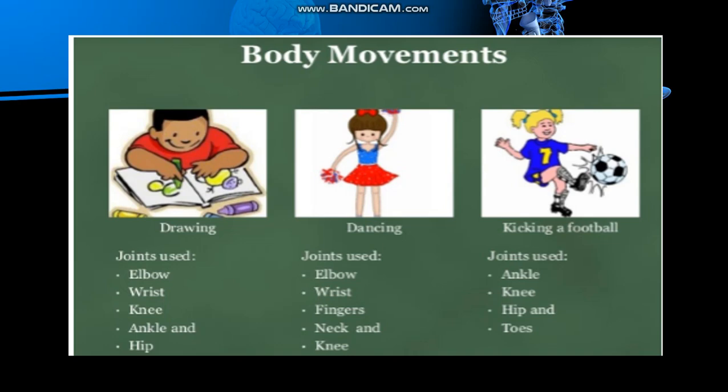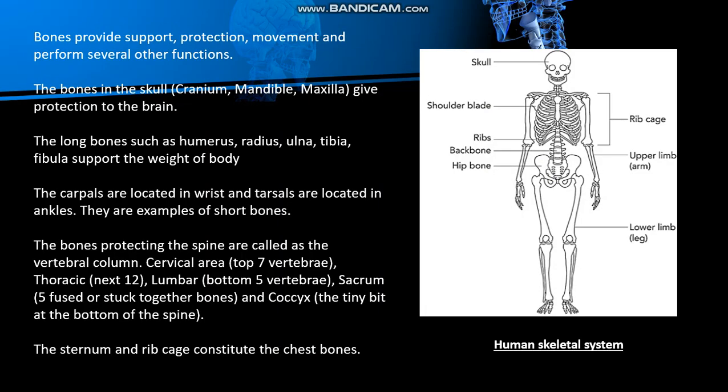So when you see the body movements, we do all body movements like drawing, dancing, kicking a ball, writing. So we'll use joints. You see in drawing, elbow, wrist, knee, ankle and hip. So these are the body movements. In this lesson we'll study about the joints and what bones, tissues, muscles help in these activities. So this is the human skeletal system.